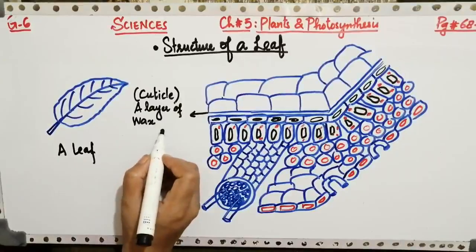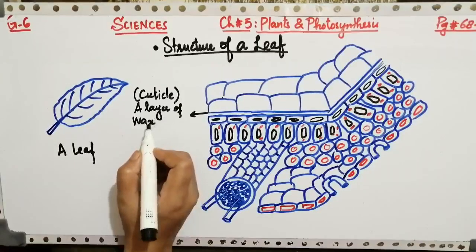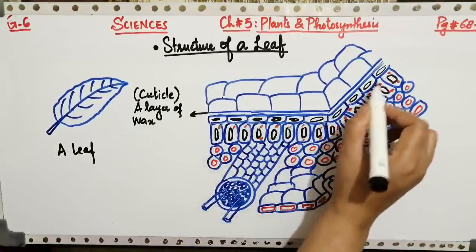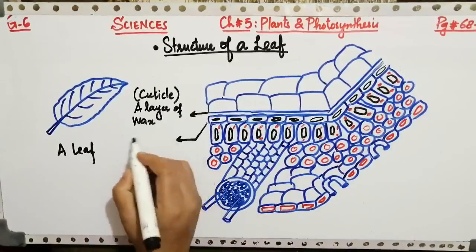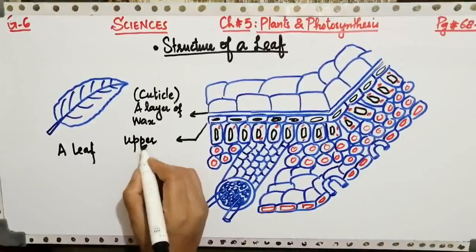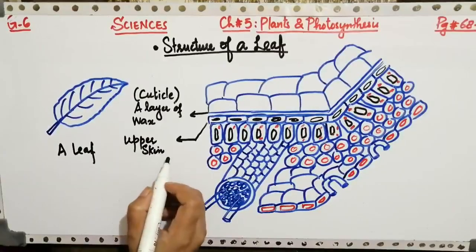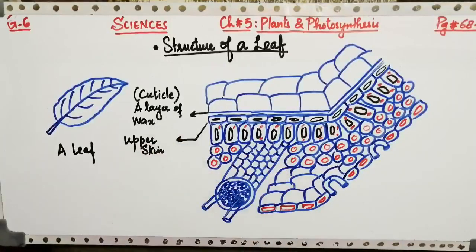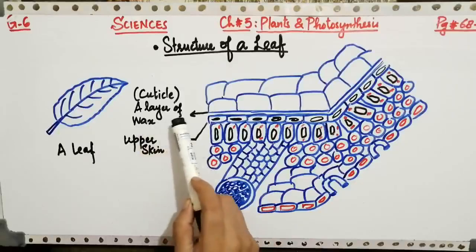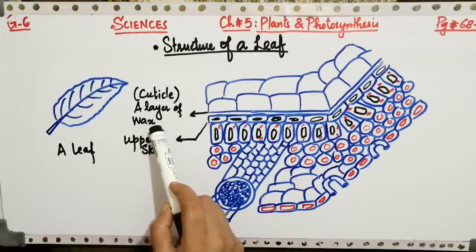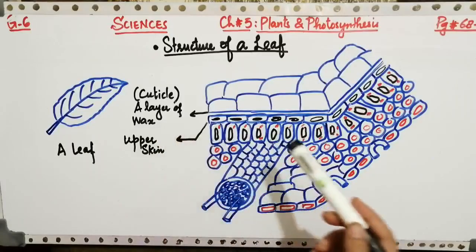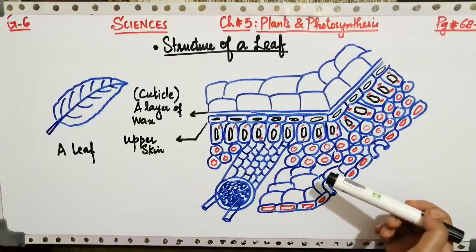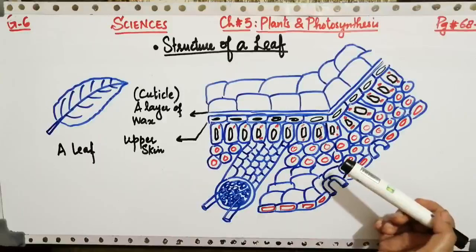It is actually a layer which is responsible for making the upper skin of the leaf, which is called the epidermis. This cuticle layer makes the upper skin waterproof. So what is the function of the cuticle? The cuticle is a layer of wax which is waterproof and responsible for protecting the leaf from losing an excessive amount of water.